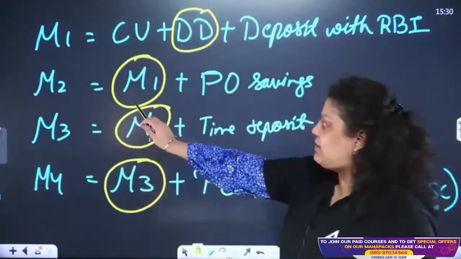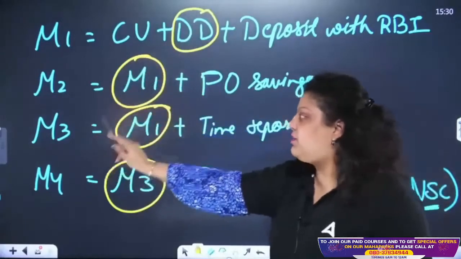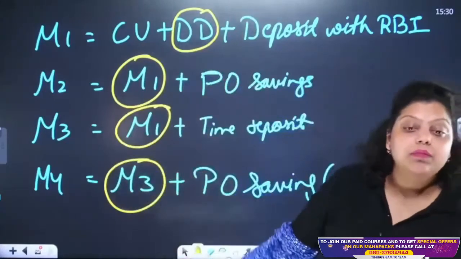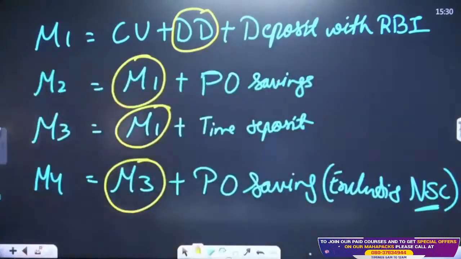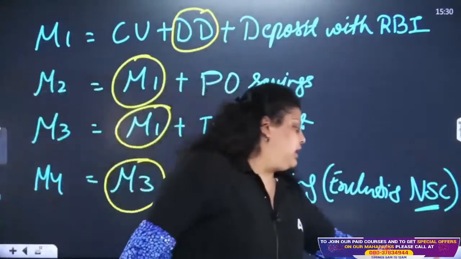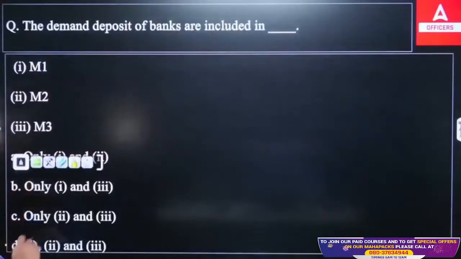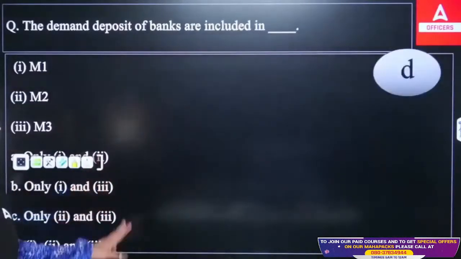Because M1 has demand deposit, M2 has M1, M3 has M1, and M4 has M3, all these measures of money will include the demand deposits of the bank. It means the right answer here will be all. M1, M2, M3 all will have the demand deposit. So the right answer will be your D option.